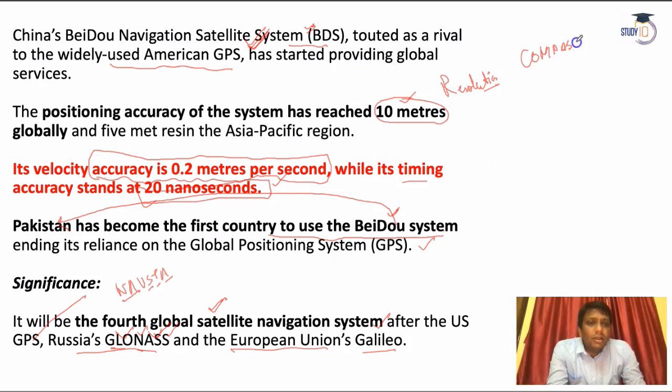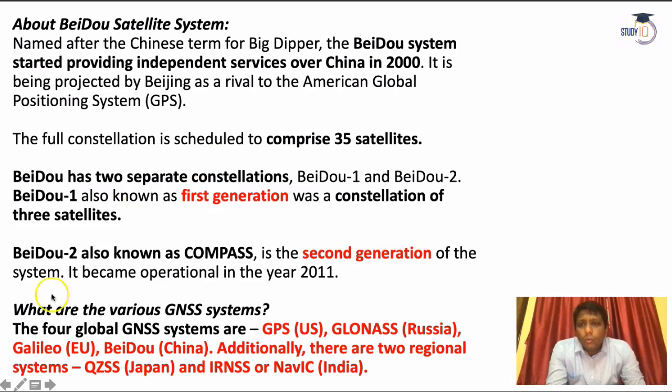That will be named Compass. So somewhere you can say the Compass. So don't be confused, Compass is also Beidou, guys. Now, what about the Beidou satellites? Listen, guys. The Beidou system started providing independent services over China in 2000, but it's regional only.